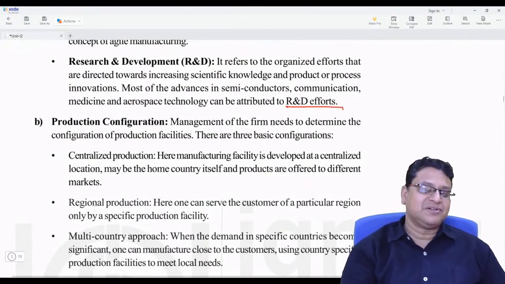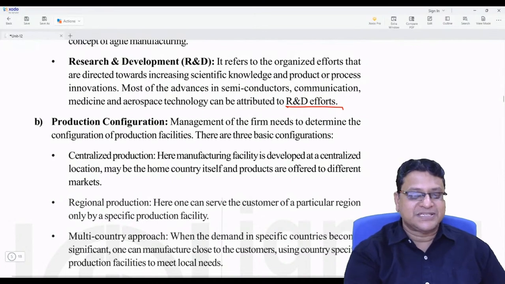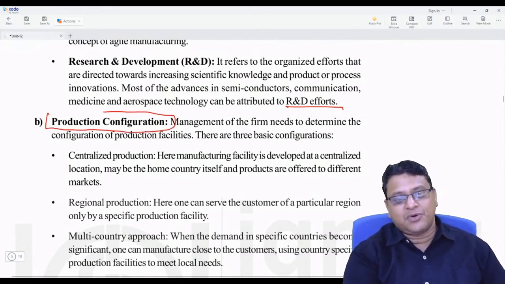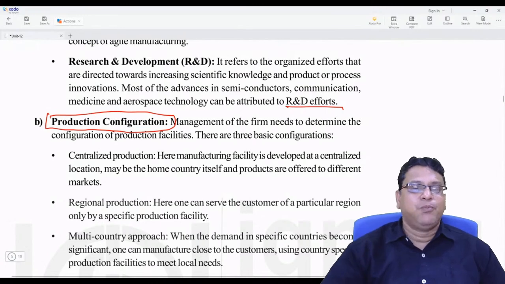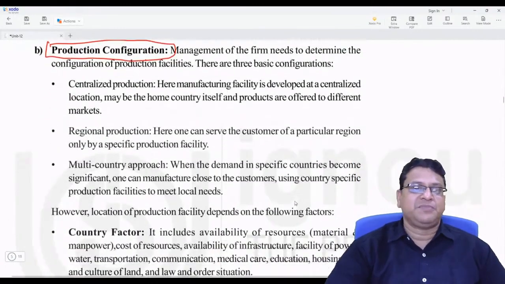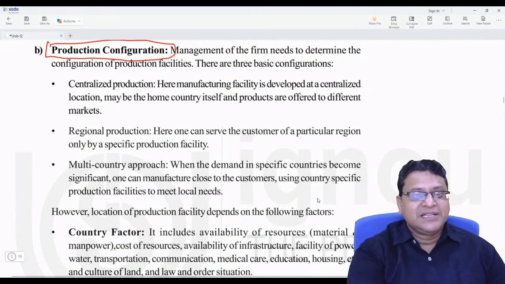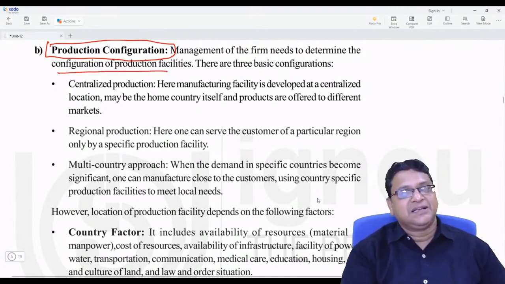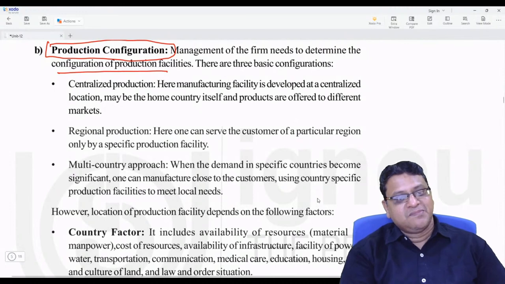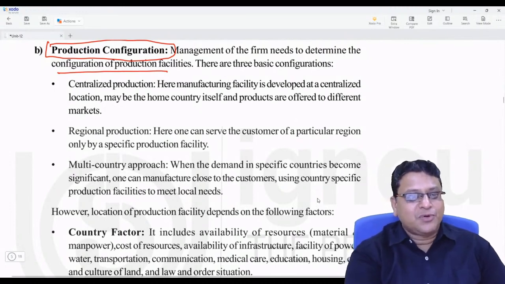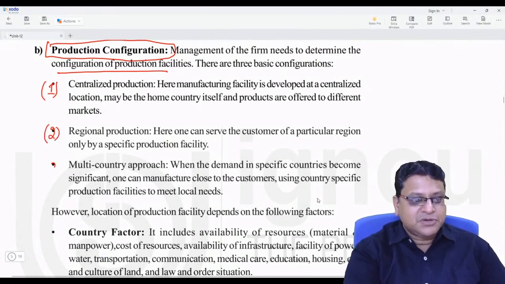Second C we will discuss. The second C is configuration. What is configuration? Product configuration. So we are discussing regarding four C's of production management. First C we have discussed. Second C, configuration. What is configuration? Production configuration. What does it mean? Management of the firm needs to determine the configuration of production facility. Where to produce? There can be three types of product configuration.